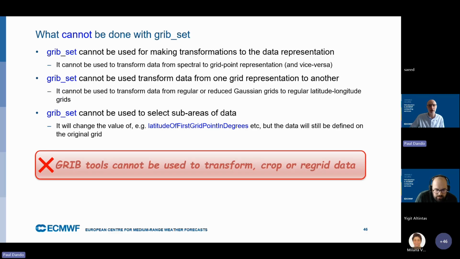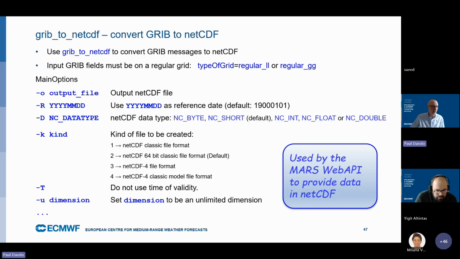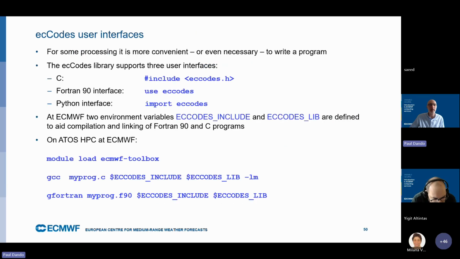So that's all we're going to talk about, really, about the GRIB tools. I now want to just mention the API a little bit briefly, so that you can know a bit about that and go into that. So we have these user interfaces. Although the tools are really convenient for doing basic manipulation of the data and getting information out of the GRIB files, sometimes it's either more convenient or even necessary to write a program.